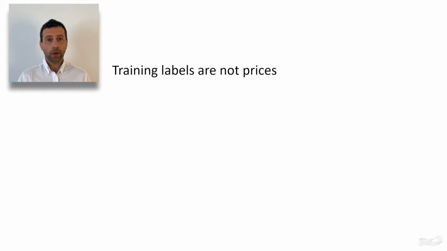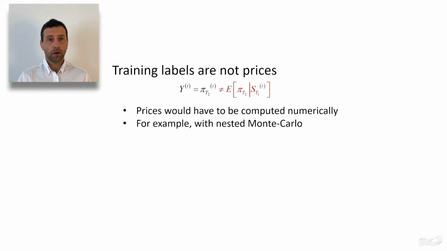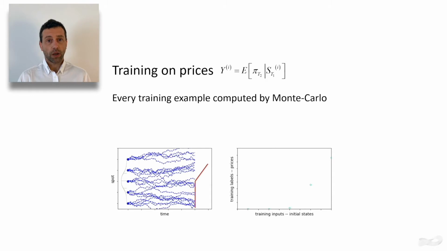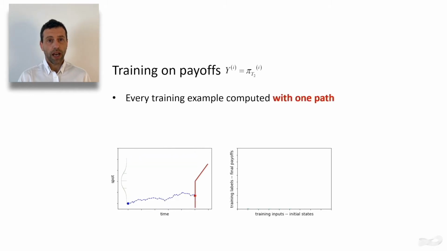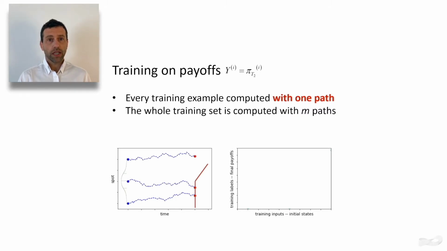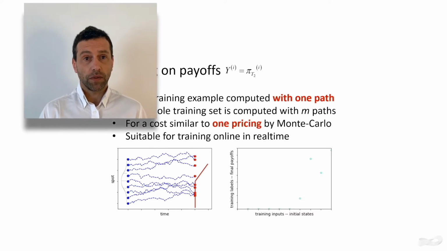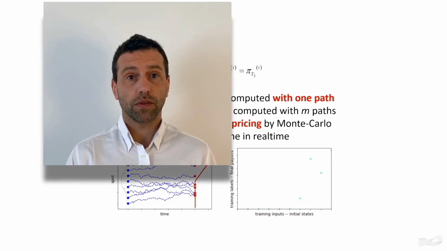Importantly, our training labels are not prices, which are conditional expectations computed numerically for a massive computation cost. In order to train on prices, every training example must be computed by Monte Carlo. By contrast, we train on payoffs, so every training example is computed with only one path. The whole training set of m examples is computed with m paths, for a cost similar to one pricing by Monte Carlo. Therefore, datasets of payoffs are suitable for training approximations online, in real time, contrarily to datasets of prices.